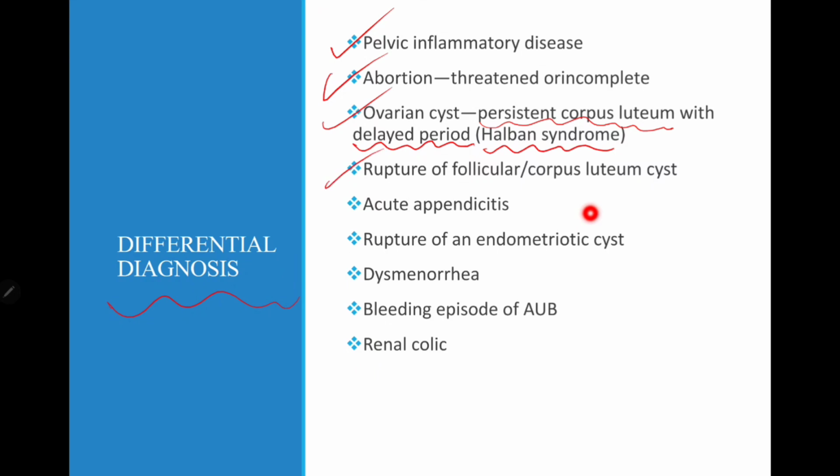The next one is rupture of follicular or corpus luteum cyst. Acute appendicitis can mimic ectopic pregnancy. Rupture of an endometriotic cyst. Dysmenorrhea, bleeding episode of abnormal uterine bleeding and renal colic.